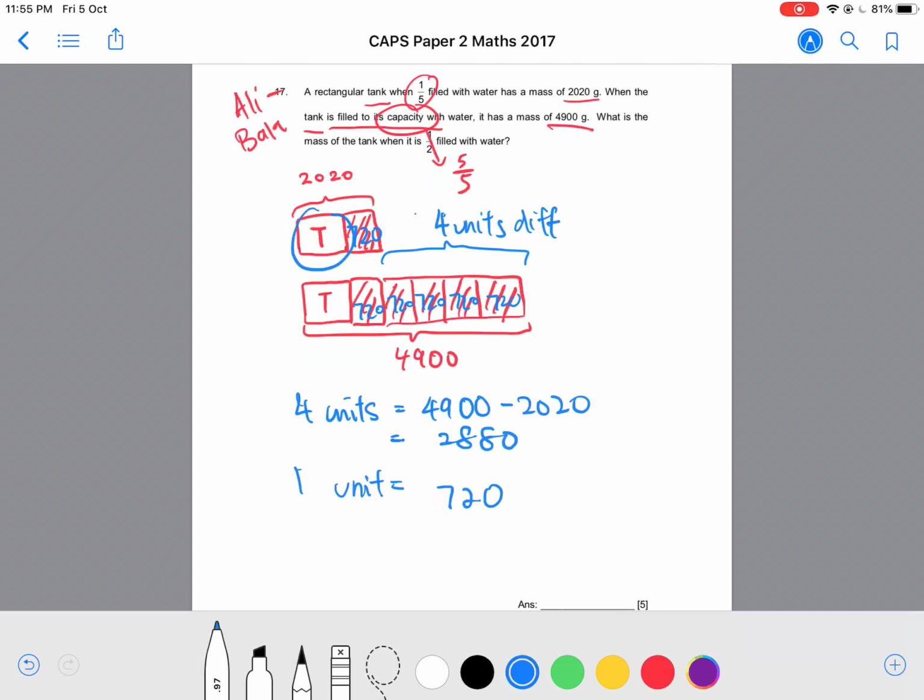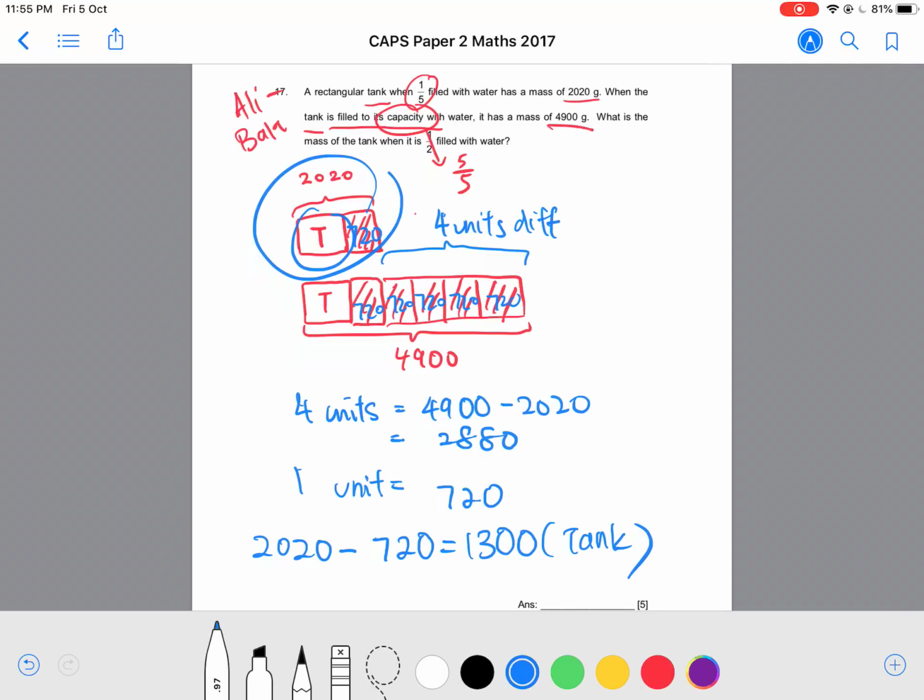Let's try to find out how heavy is a tank. If you already know that 2020 is a total, minus away 1 unit, that is going to give you the mass of the tank, right? Alright, so now the tank is going to weigh 1300. So question is, how much is the mass of the tank when it is half filled?